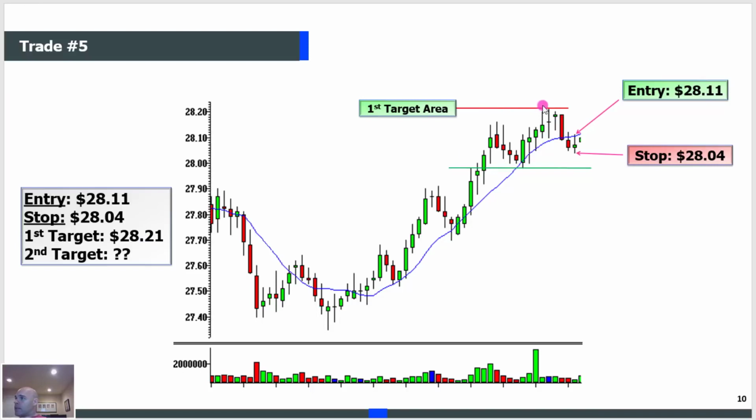Why is that the target? Because that's the prior pivot high. Okay, and I don't know where target 2 is because, well, it's way up here and there's no pivots. All right, so we have a 7-cent stop loss with a 10-cent target. Well, we're back to that kind of 1.5 to 1 risk to reward.